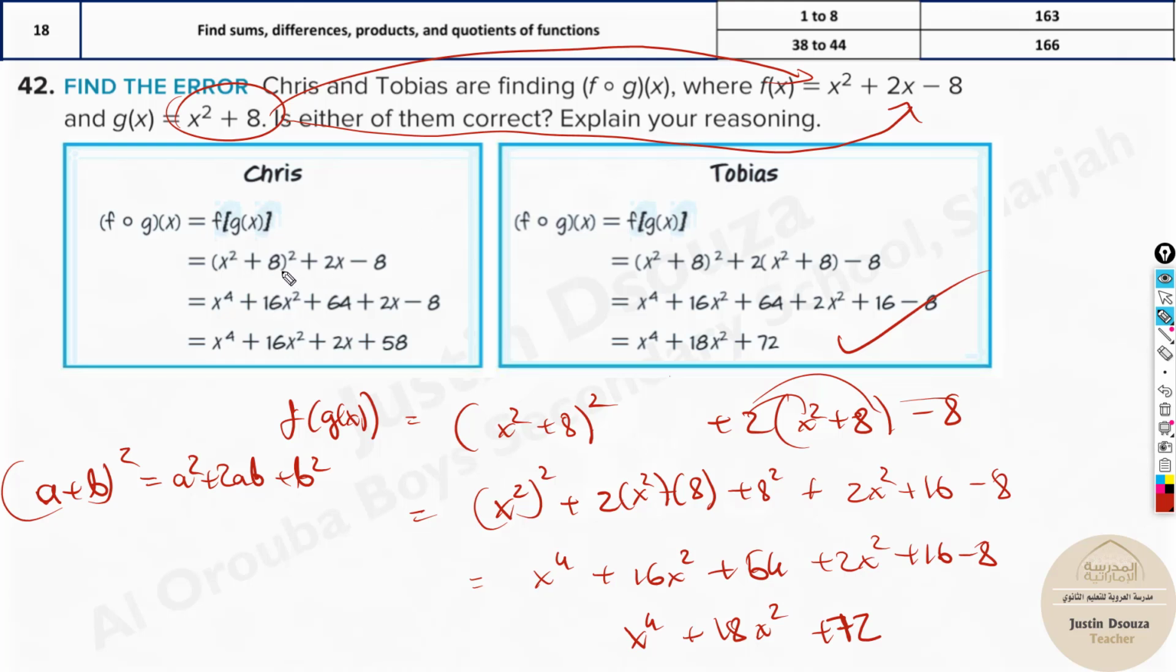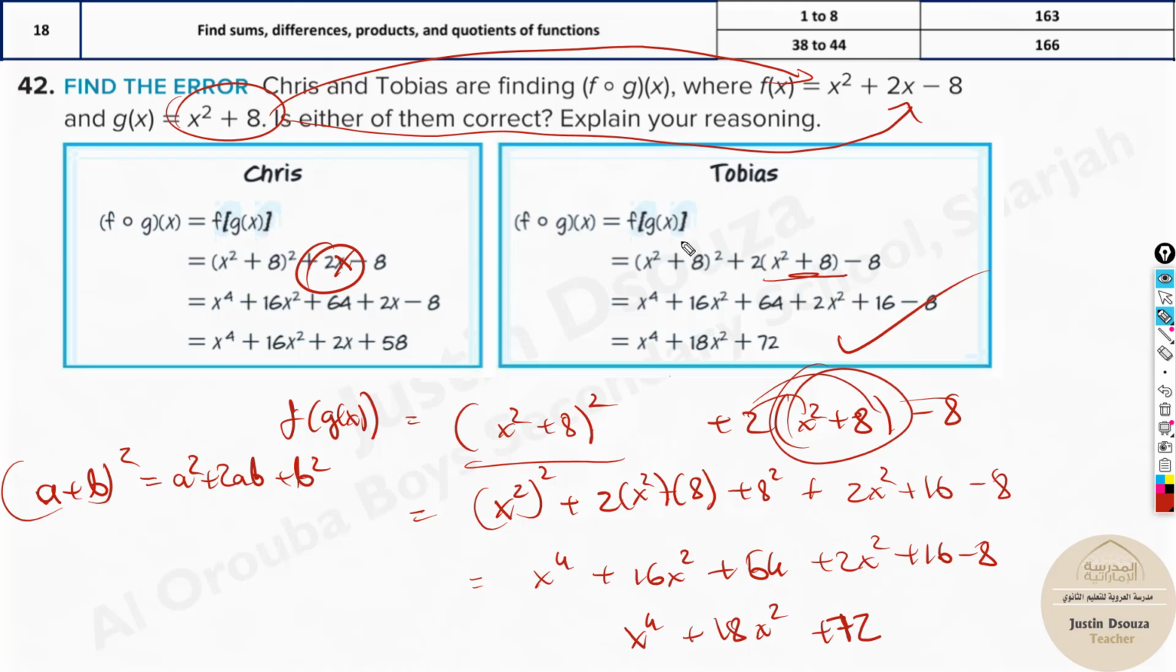Okay, he has done this. You can see here, this 2x, we have to substitute. See, I did over here, instead of x squared, I put this as the whole square. Then the x in 2x doesn't remain x. You have to substitute this x squared plus 8, right? That is the mistake.